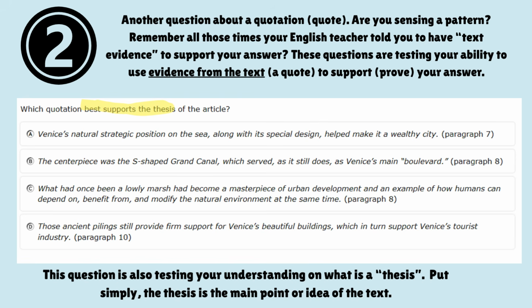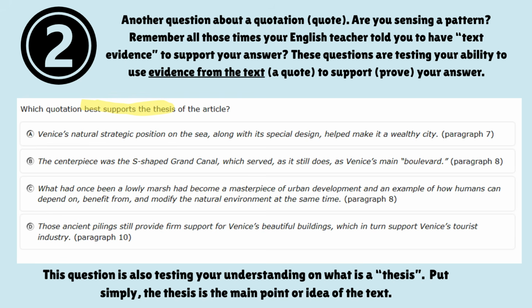That's why your English teacher kept repeating those, because that's what you're going to be tested on. These questions are testing your ability to use evidence from the text, also known as a quote, to support or prove your answer. So in the other question, we had a quote in a box, and we had questions about why that quote was used.